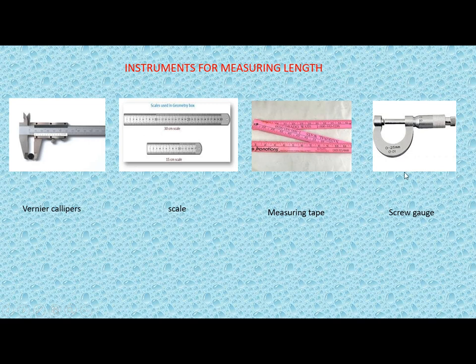Then here we have the screw gauge. This is used to measure the diameter of very small things, like the diameter of thin wires. Here you can see wires are kept, and this device is used to measure the diameter of thin wires. So this is all for today.